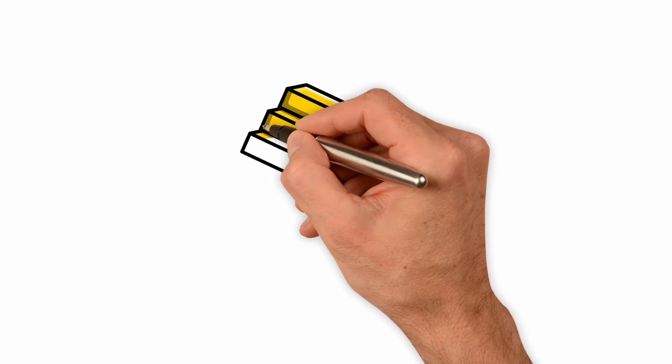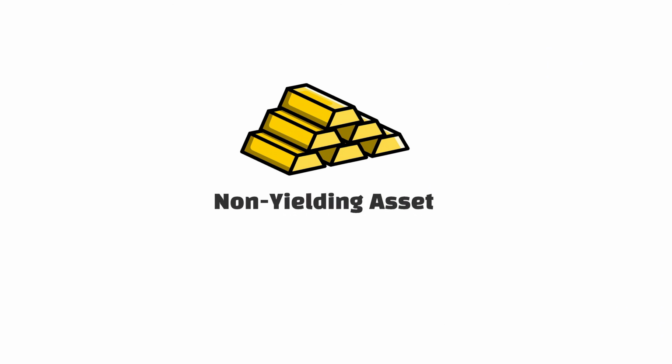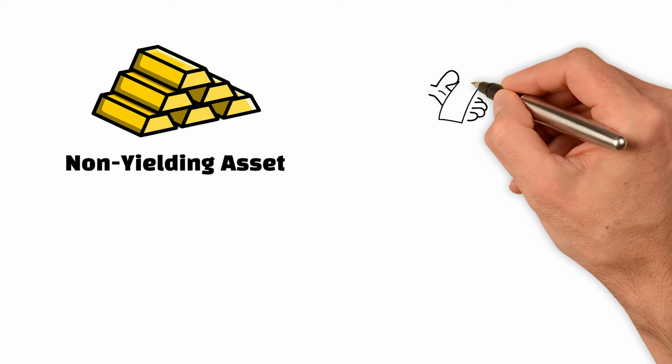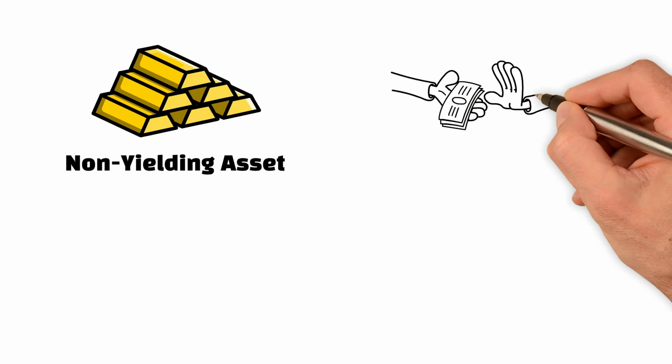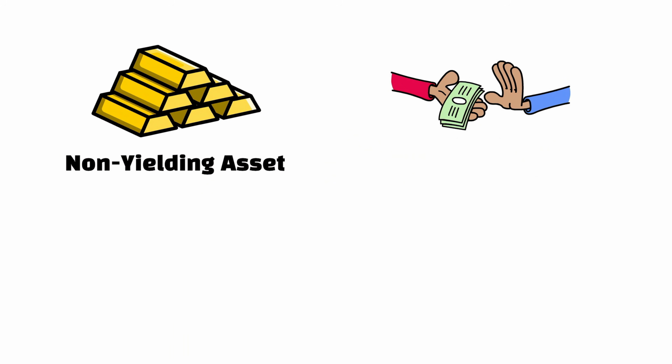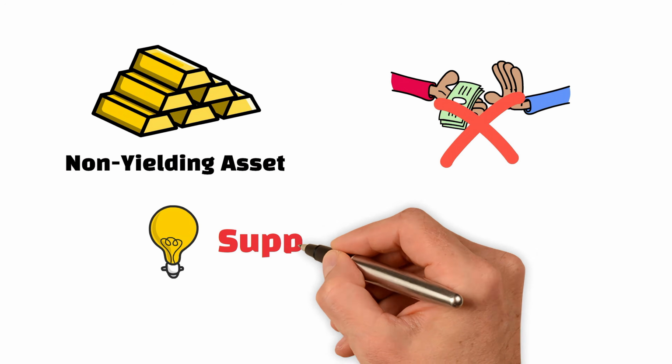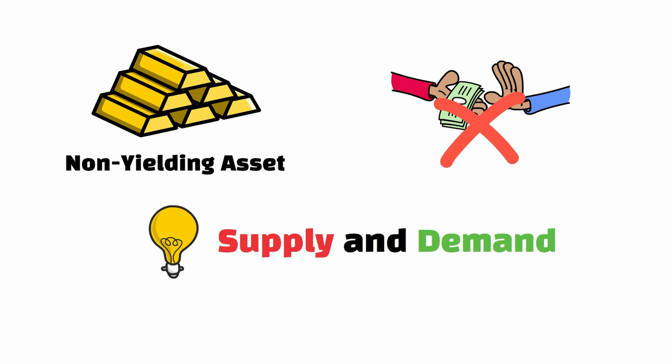Let's start with the nature of gold. Gold is a typical, non-yielding asset. What does that mean? It means it doesn't generate cash flow. Unlike stocks, gold doesn't pay dividends, and unlike bonds, it doesn't provide interest. In other words, holding gold won't bring you continuous cash returns. Precisely because of this, in theory, gold's price mainly depends on supply and demand.